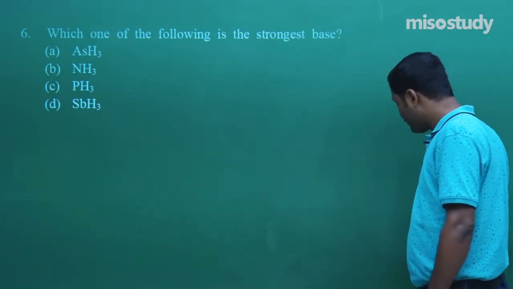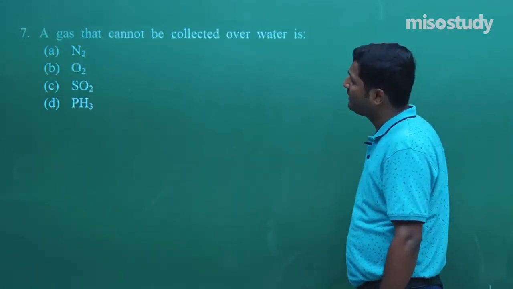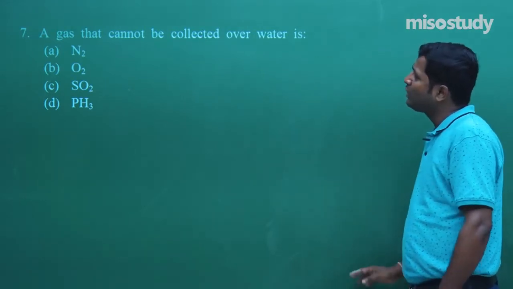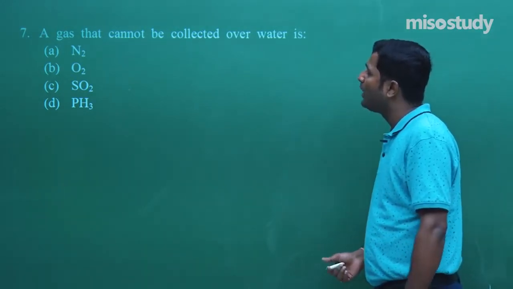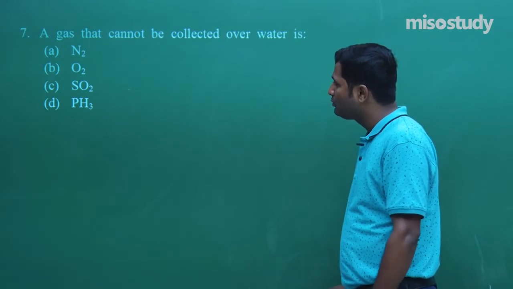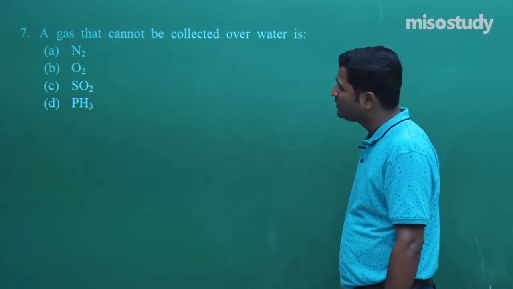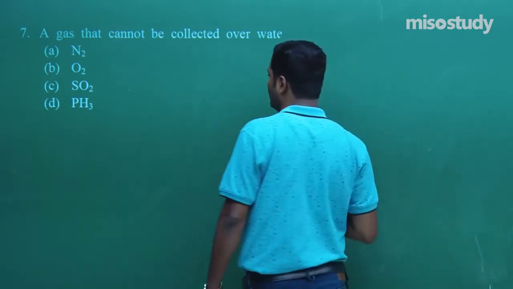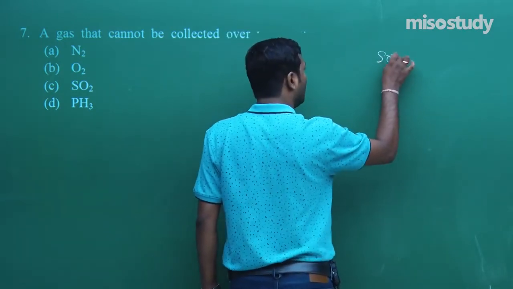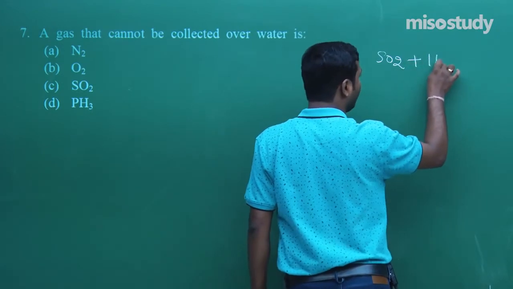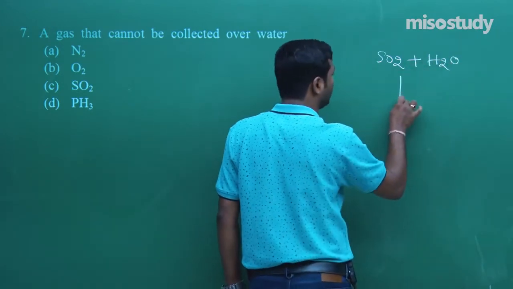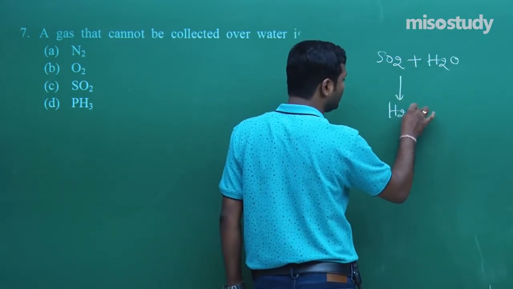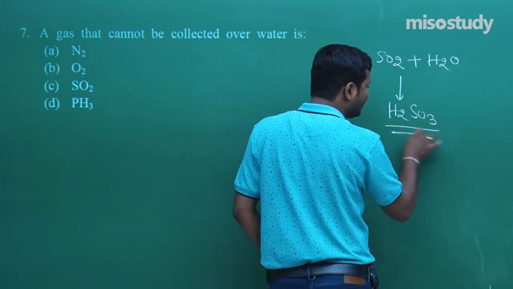Now let's move to the next question. Question number 7. A gas cannot be collected over water: N2, O2, SO2, P2O3? As we know, N2 and O2 can be collected over water. If I talk about SO2, when collected over water, it combines with water and forms H2SO3. Clear? That is the acid.